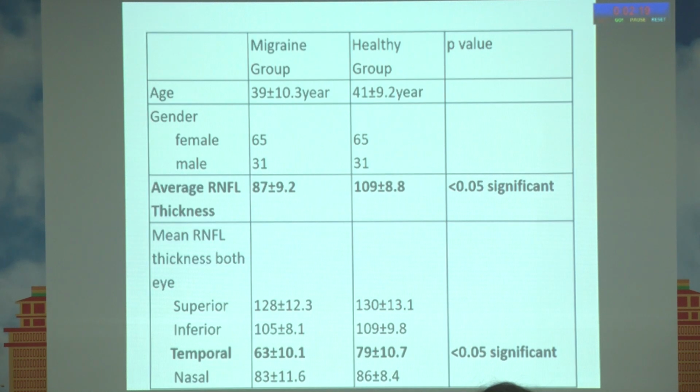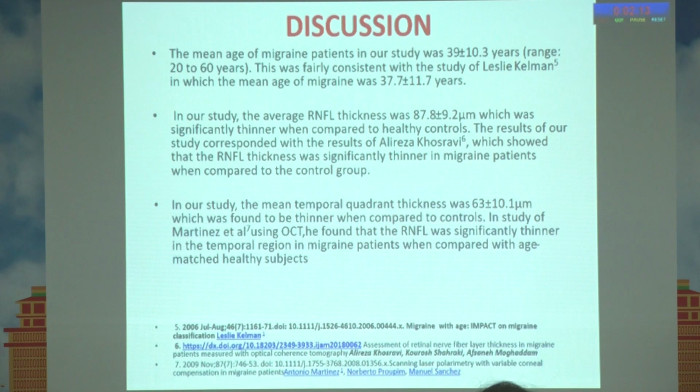This is the data collected, and we can see only the average RNFL thickness and the temporal quadrant thickness showing significant values. The mean age of migraine patients in our study was 39 plus minus 10.3 years. This was fairly consistent with the study of Leslie-Kellman, in which the mean age of migraine was 37.7 plus minus 11.7. In our study, the average RNFL thickness was 87.8 plus minus 9.2, which was significantly thinner when compared to healthy controls.